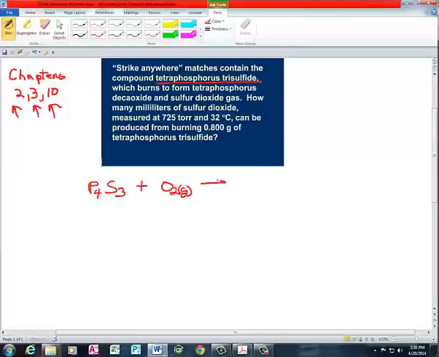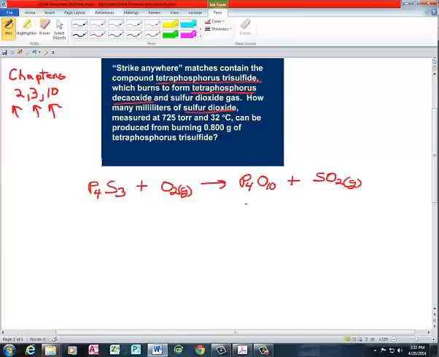When it burns, it forms tetraphosphorus decaoxide. Again, we have P4. Deca is the prefix for 10. Again, it's a binary compound because it has the IDE ending, and it's oxygen because it's an oxide. And it also forms sulfur dioxide gas. Sulfur dioxide has this formula: 1 sulfur, 2 oxygens, the prefix for 2. And so we have a gas.